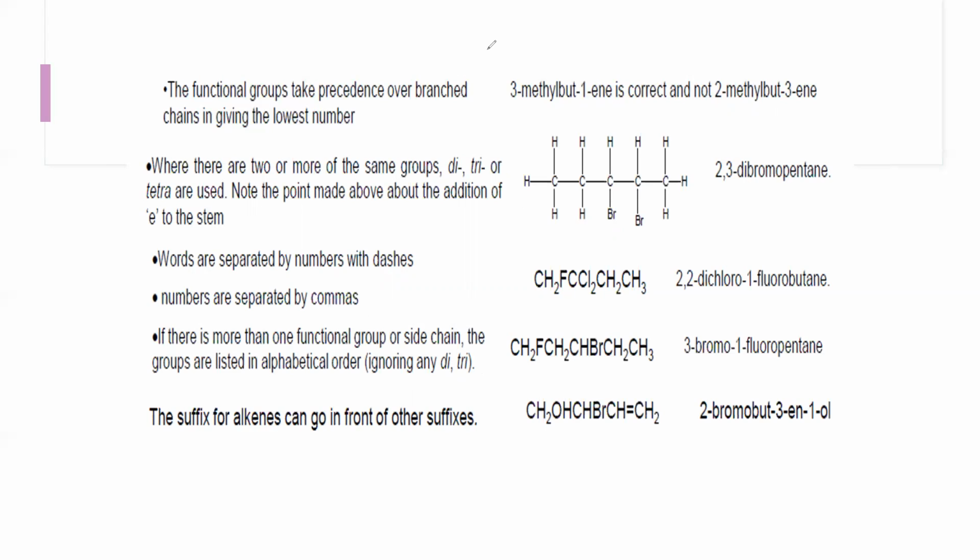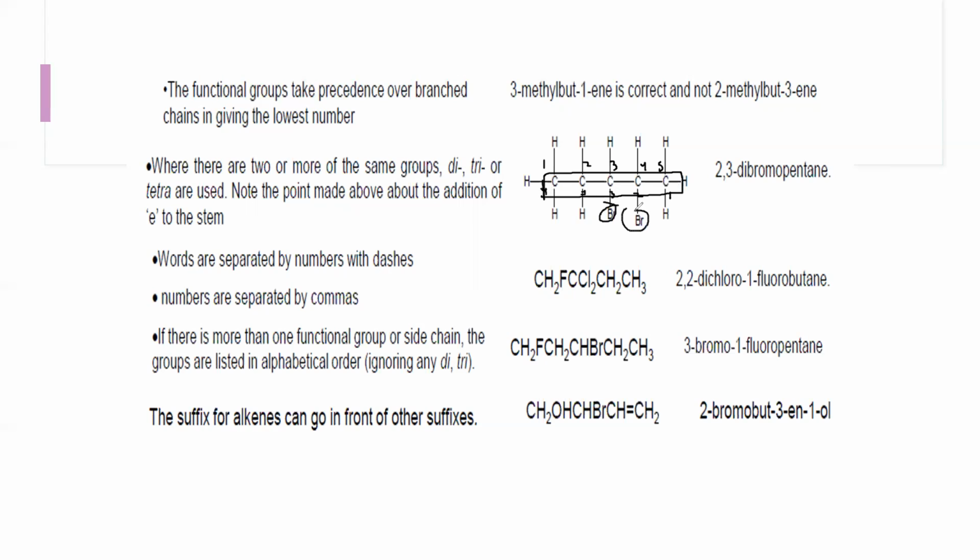Then, for example, if there are 2 identical branches, then we use the word di. If 3 are there, tri. 4 are there, tetra. So in this example, we have 5 carbons. We select the longest carbon chain, then we number. If I number from the left-hand side, 1, 2, 3, 4, 5, the 3rd and 4th positions have branches. But if I number from the right-hand side, the 2nd and 3rd positions have branches.